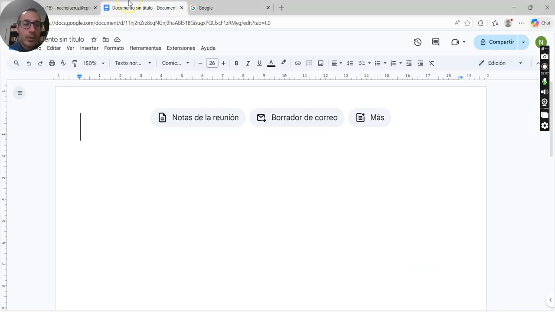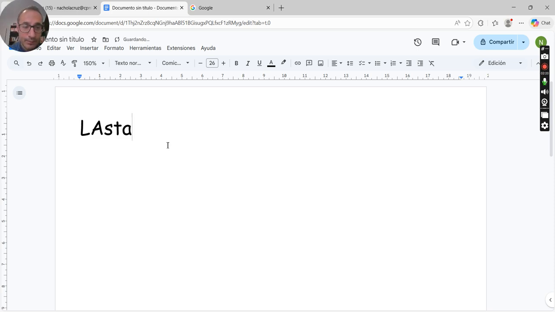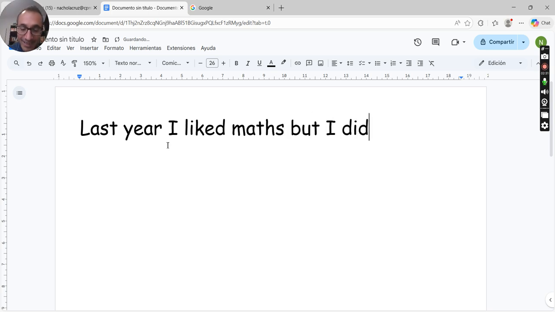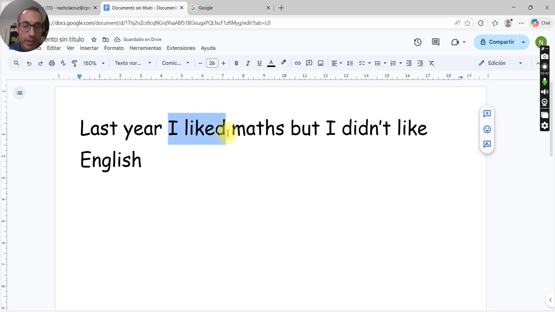Let's come here. For example, last year at the school, imagine you say, using the verb like, subjects you liked, subjects you didn't like. For example, last year I liked maths, but I didn't like... I don't know. You didn't like English, maybe. Who knows? I like English. And as you can see here, you've got I liked, but I didn't like.